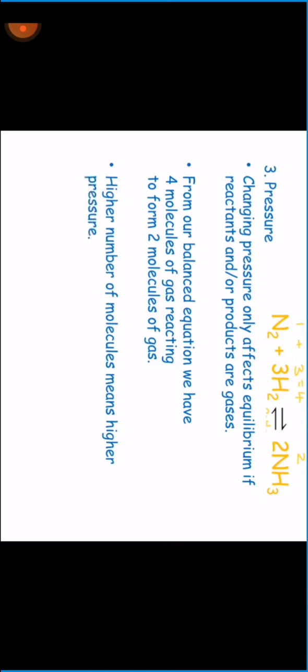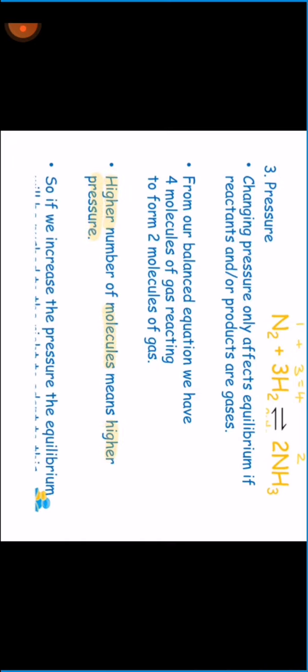So a higher number of molecules means higher pressure. So if we increase the pressure, the equilibrium will be pushed to the right in order to adapt to this, or to relieve the stress.